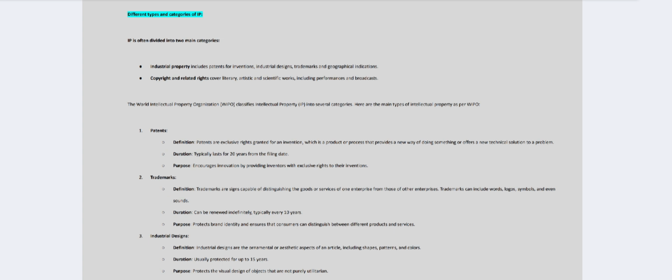Industrial design. Definition: industrial designs are the design aspects of an article, including shape, pattern or color. Duration: usually protection for up to 15 years. Purpose: protects the visual design of objects that are not purely utilitarian.